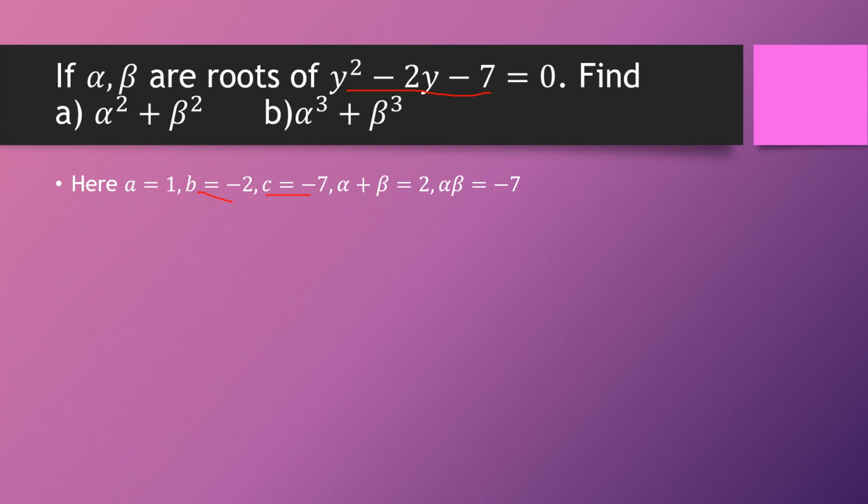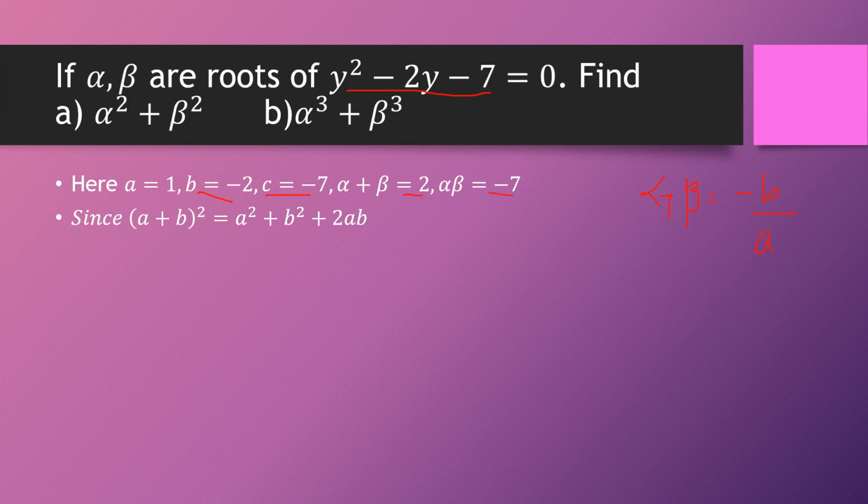First I am writing alpha plus beta. So what is alpha plus beta for us? Alpha plus beta is minus b by a. So what is b? Minus 2. So minus of minus 2 upon a, that is 1. So I get alpha plus beta as 2 and alpha beta is minus 7.